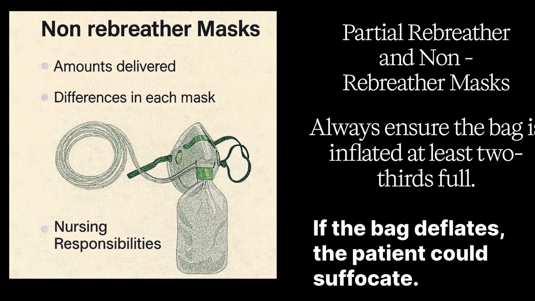Now, what's the difference between the two? Partial rebreather mask. The patient breathes in oxygen from the bag, but also rebreathes some of their exhaled air. Flow rate is usually 10 to 12 liters per minute. Non-rebreather mask. This one has a one-way valve that prevents the patient from rebreathing exhaled air. That means it delivers the highest concentration of oxygen you can give without intubation. Flow rate is typically 10 to 15 liters per minute.